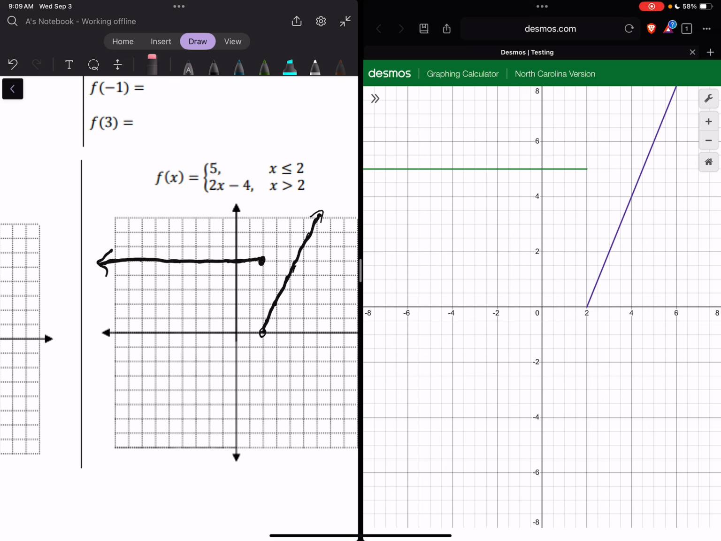Now, I do want you to notice Desmos does not show you the closed and open circle. However, if I click on my line, this green one, which is a closed circle, it is the less than or equal to, it gives me the coordinate 2, 5. My open circle gives me 2 undefined. Okay? So it sort of gives you the closed and open circles. You just have to know how to look for them.